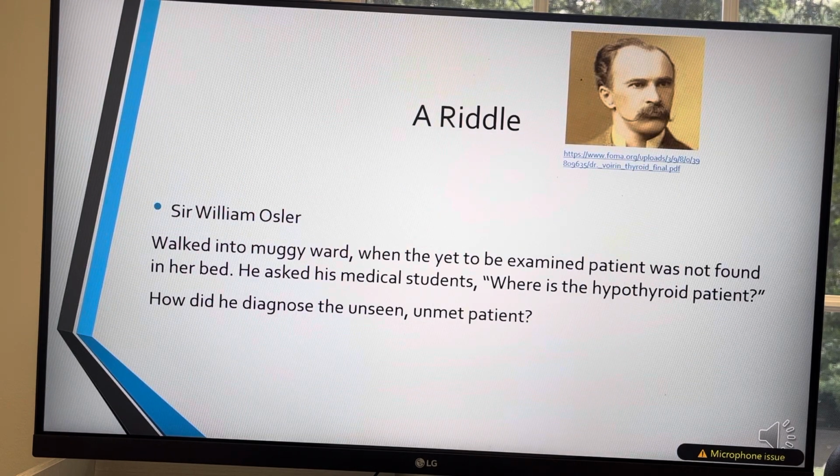Here's a riddle for you. Sir William Osler is thought to be the precursor to Sherlock Holmes. So he has a riddle on hypothyroidism. You'll get the answer in a little bit. Just be thinking about this patient as we go through this.